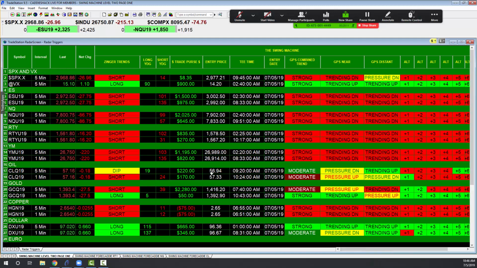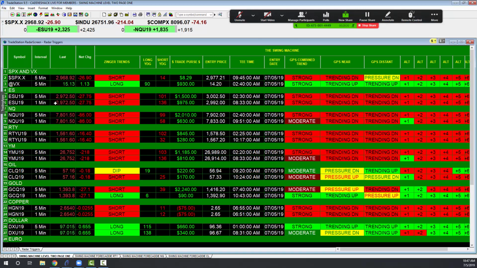Today is July 5th at 10:46:51. This is, of course, the swing machine. You've seen us show you this many times. This is what it was doing this morning. It was tracking money flow. It wasn't listening to any of the noise. It just tracks money flow and does so very, very well.